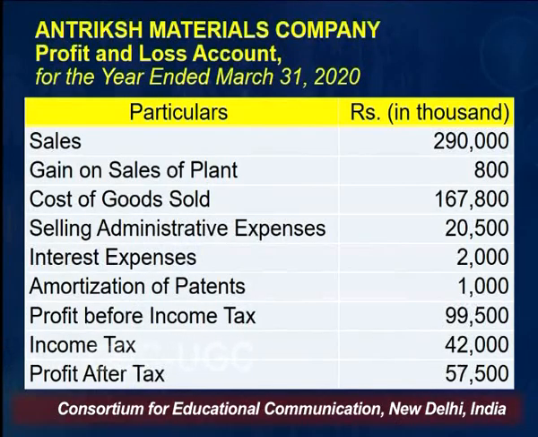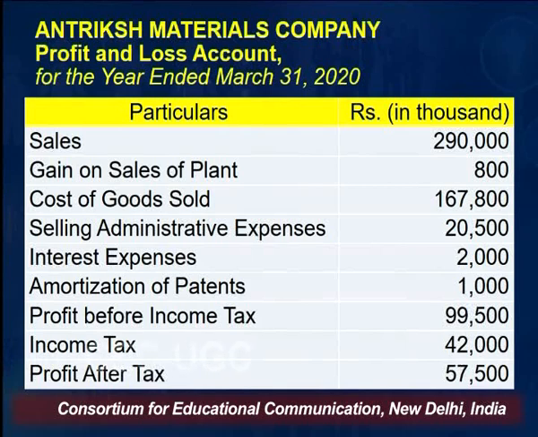So as on 31st March 2020, this is their profit and loss account. If you look at their profit and loss account of this Antariksh Materials company, it is providing you the sales to the extent of 2,90,000. The values are in thousand, and gains on sale of plant is rupees 800, which is basically not an operating item. It is coming from the investing activity. Gain on sale of plant.